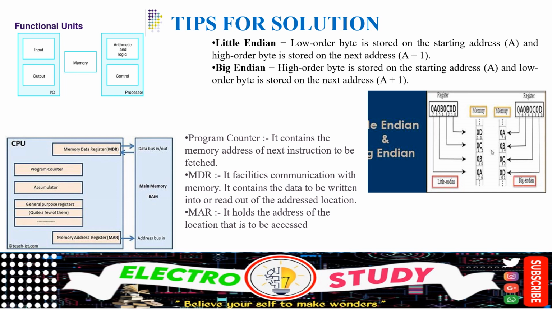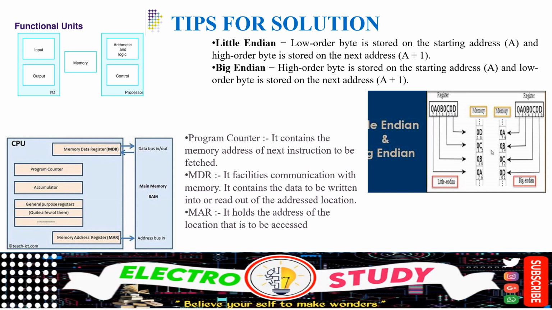Moving on to the second question, we saw it as Little Endian and Big Endian. Here is the diagram. Little Endian means the lower order byte. So if the starting address is A, the lower order byte will be stored at A, the next higher order byte at A plus 1, then A plus 2. So from lower order to higher order, the bytes will be stored in ascending addresses.